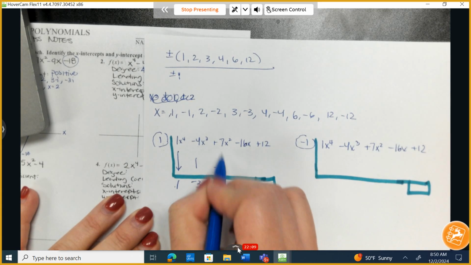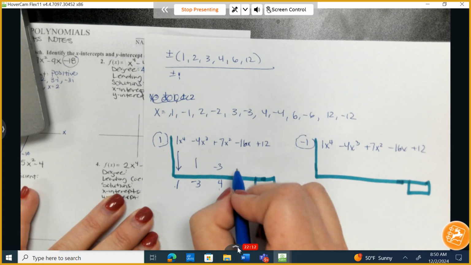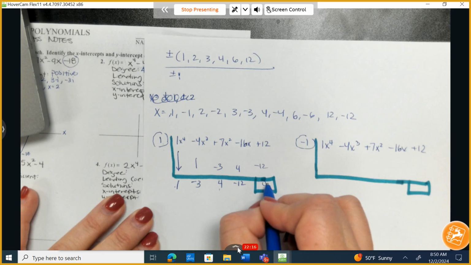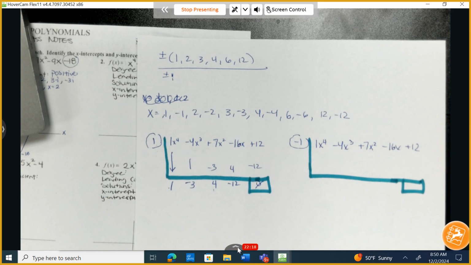Multiply to get negative 3, add down to get 4. Multiply to get 4, add down to get negative 12. Multiply to get negative 12, add down to get 0. Hands raised if you got 0 to work.